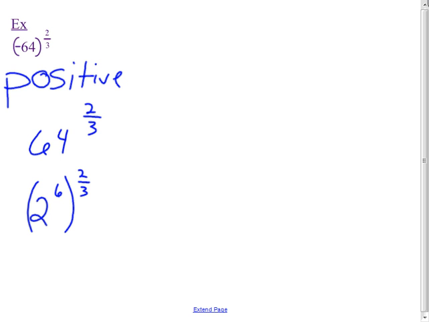So power to a power, I multiply. Again, that process is 6 over 1 times 2 over 3. 3 goes into 3 once. 3 goes into 6 twice. So 2 times 2 is 4. So this is 2 to the 4th. 2 to the 4th, hopefully you know, is 16. So if you have a negative base, first you look at, can you do it? Second, you look at, is it positive or negative?